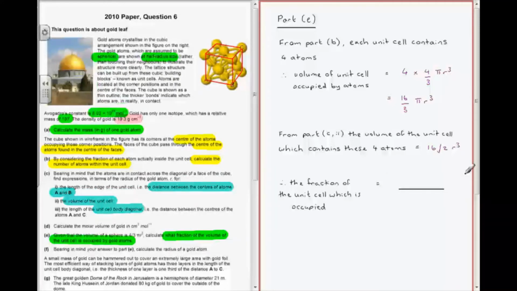So the volume of the unit cell occupied by the atoms is 16/3 pi r cubed. The volume of the unit cell which contains these 4 atoms is 16 root 2 r cubed. And so cancelling the r cubes, and indeed cancelling out the 16s, we can calculate the fraction of the unit cell which is occupied by atoms.